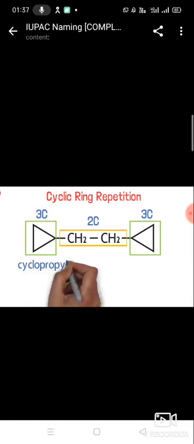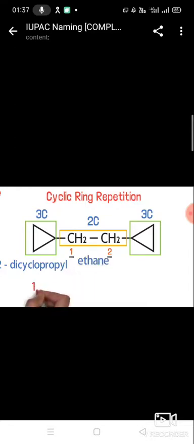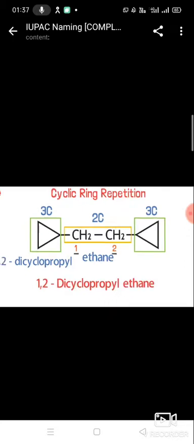So a cyclic ring is attached. Cyclopropyl, two carbon atoms, dicyclopropyl, 1,2 dicyclopropyl ethane. Here a double bond is there, and a cyclic ring is there.